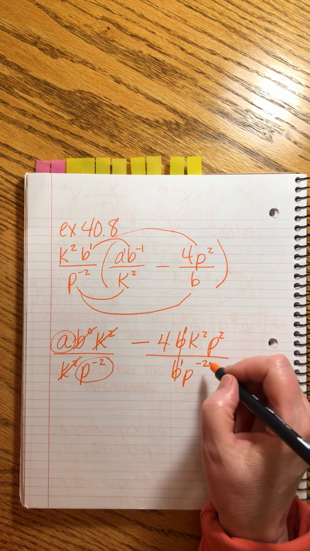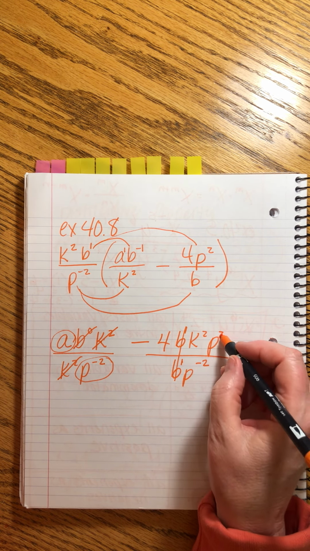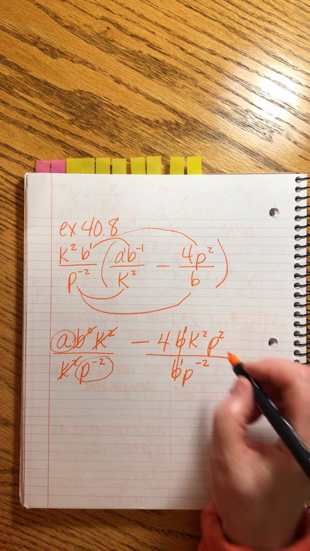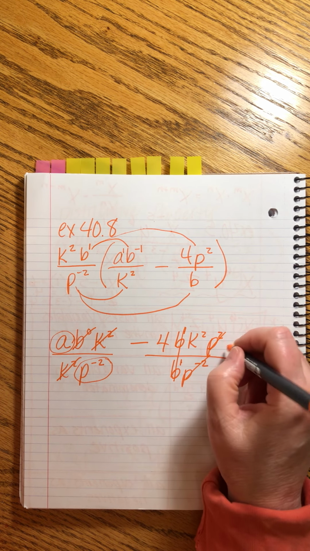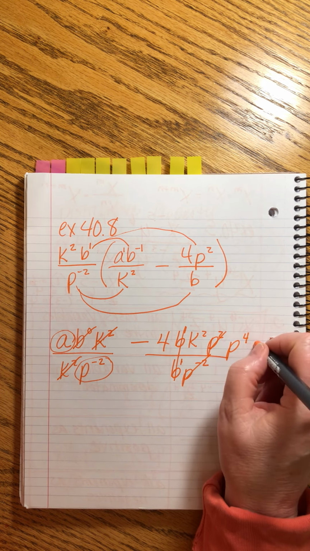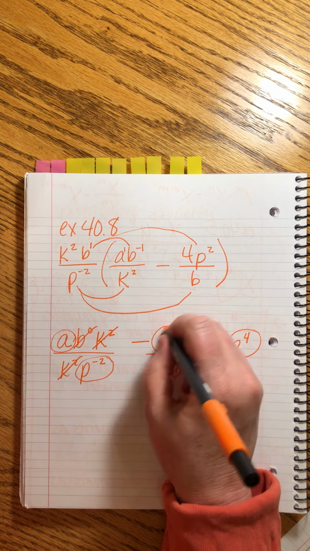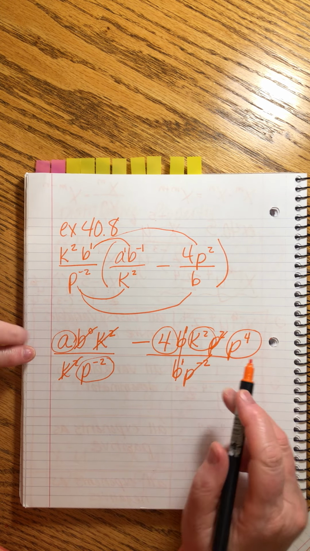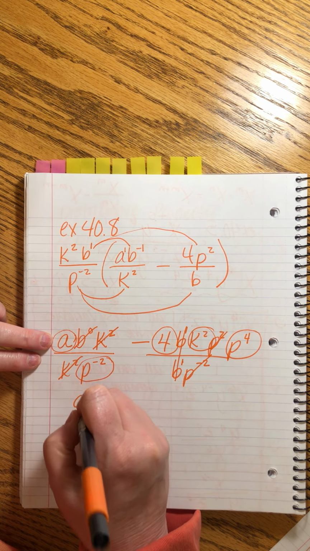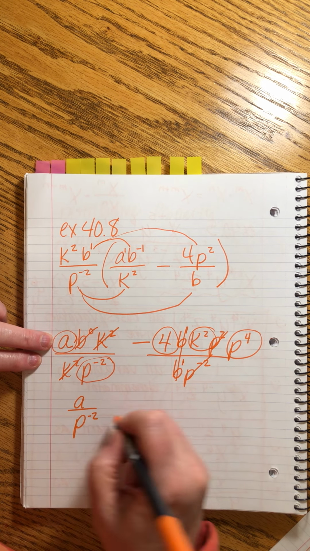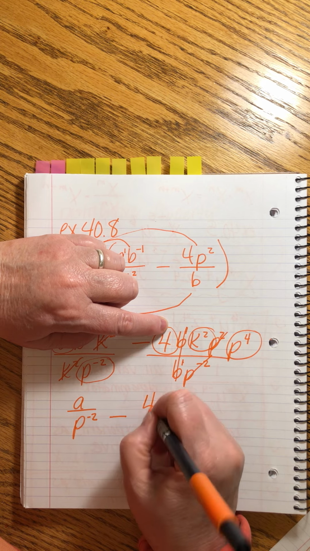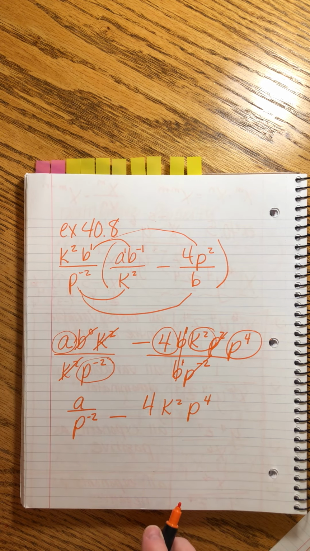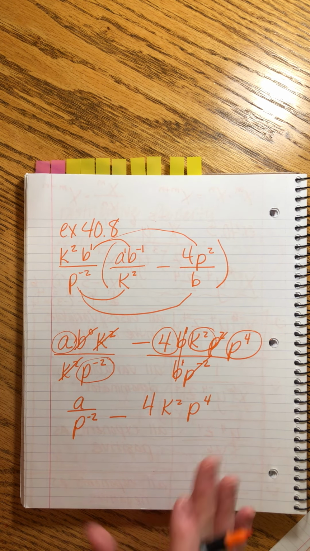Now, what about this p? This is quotient rule, so now we subtract them. 2 minus a -2 is 2 plus 2. So I'm going to cross both of those out, and I'm going to write p to the 4th up here. So these are the pieces that are left on this side. So now I'm going to write a cleaner version of this. So it's a over p to the minus 2 minus 4 k squared p to the 4th, and it doesn't have any denominator. All right, so there's our answer.